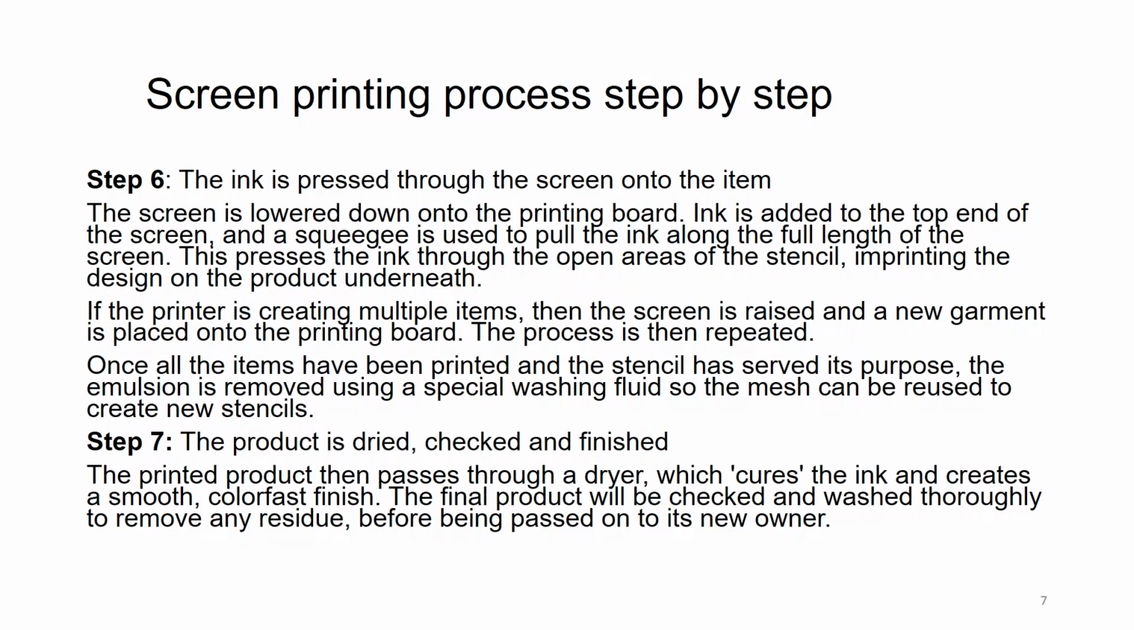Step number 6, the ink is pressed through the screen onto the item. The screen is lowered down onto the printing board. Ink is added to the top end of the screen, and a squeegee is used to pull the ink along the length of the screen. This presses the ink through the open areas of the stencil, imprinting the design on the product underneath.